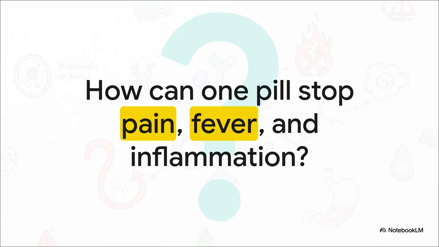I mean, really think about that for a second. How does one little pill, ibuprofen, naproxen, aspirin, do all of that? It's pretty amazing, right? It's a powerful pain reliever, it brings down a fever, and it calms down inflammation. To figure out how the drug works, we first have to understand the problem it's trying to solve. And that problem is inflammation itself.